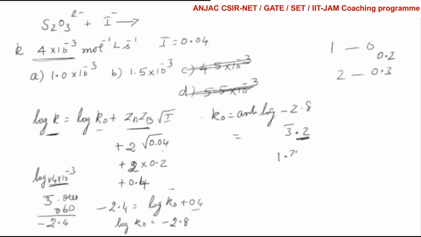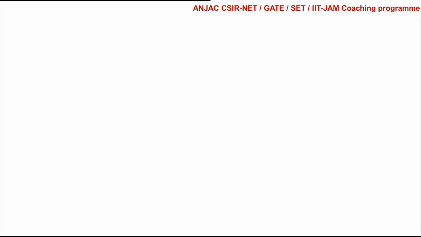1.75 or nearly 1.5, or what we get is 1.7 into 10 power minus 3. Therefore, the answer which is very nearest to 1.7 is the correct answer. Which is the correct answer? Option B is the correct answer. This type of problem has so far not been asked. The last problem is to be exercised at home.